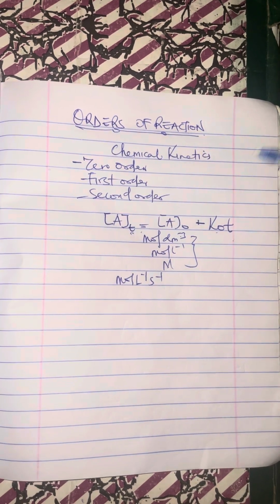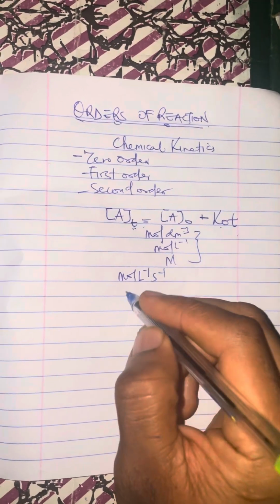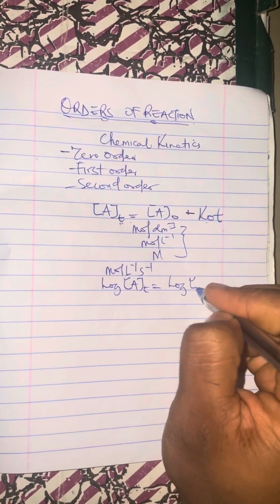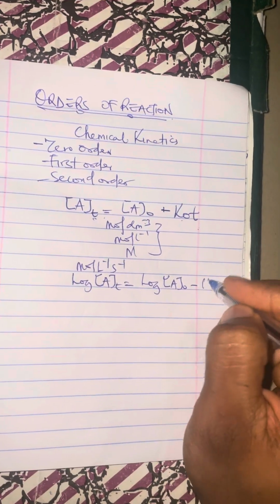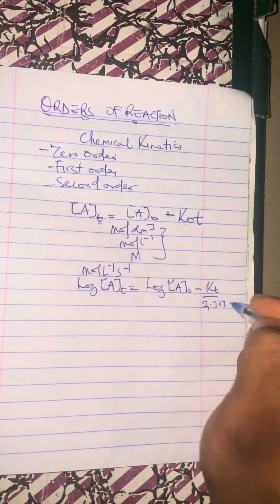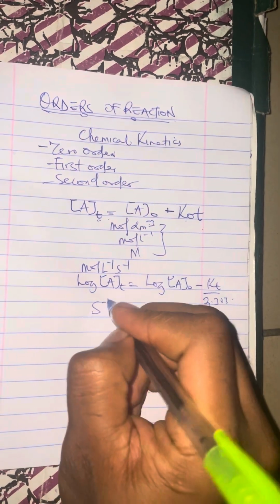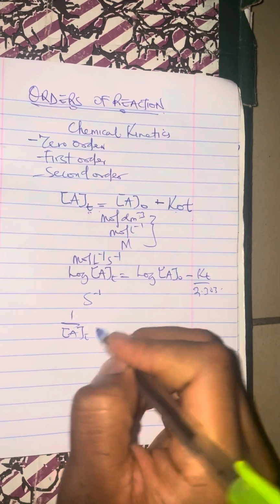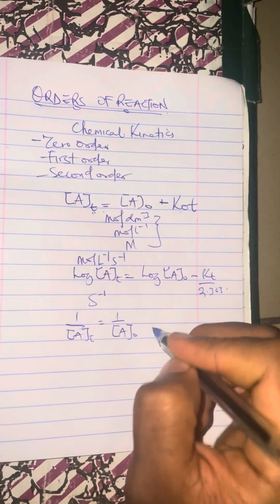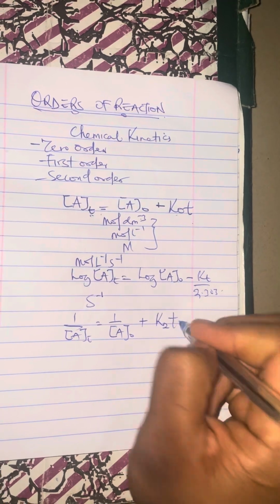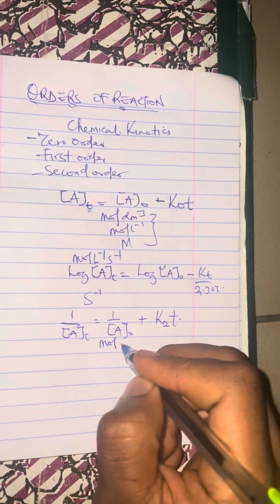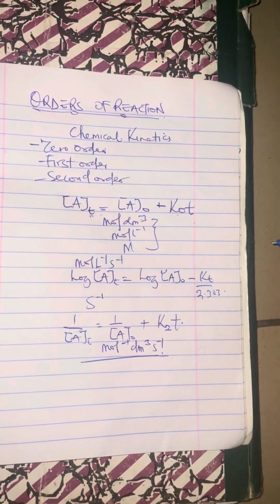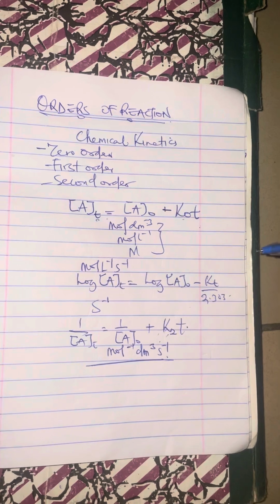Now, the first order reaction gives us log At equals log A naught minus kt all over 2.303. This is the formula. Now, the unit is just per second. For a second order reaction, the formula is 1 all over At equals 1 all over A naught plus k2t. Now, the unit is mole per dm cube per second. This is the unit for the second order reaction.